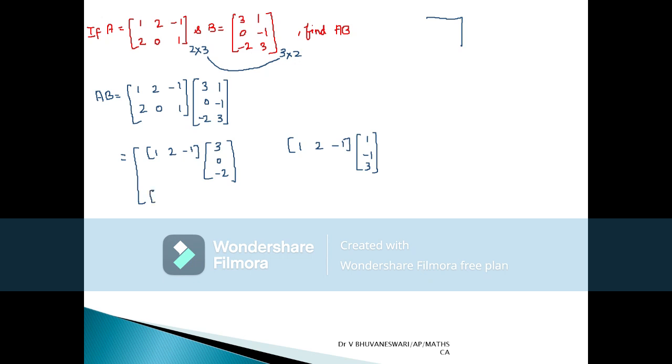Since all the columns of the second matrix are over, we move to the second row of the first matrix. So 2, 0, 1 needs to be multiplied with the first column, that is 3, 0, minus 2. Similarly, 2, 0, 1 needs to be multiplied with the second column, that is 1, minus 1, 3.